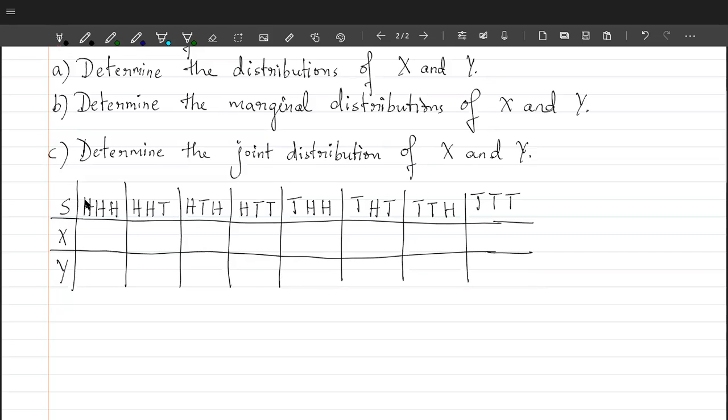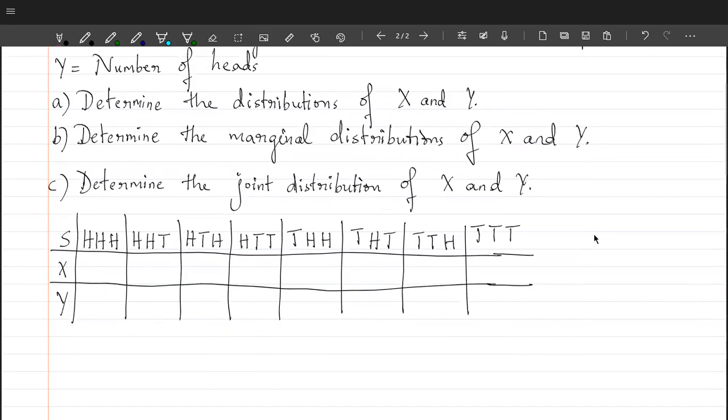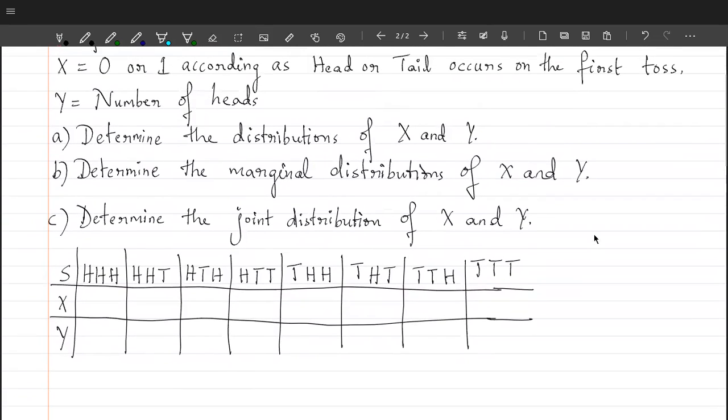Okay, so these are the 8 possible cases when you toss a coin 3 times. Here the first result denotes that in all the 3 tosses the outcome was head, and obviously the last result denotes that in all the 3 tosses the outcome was tail, and these are the cases in between. So how do you write the value of x?